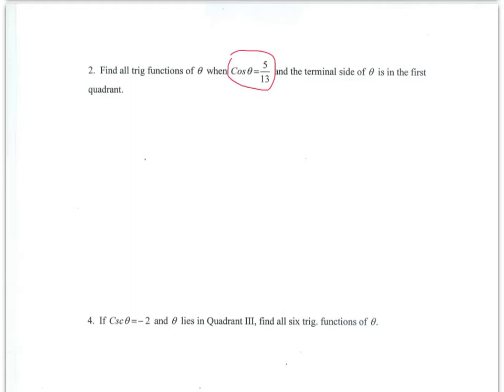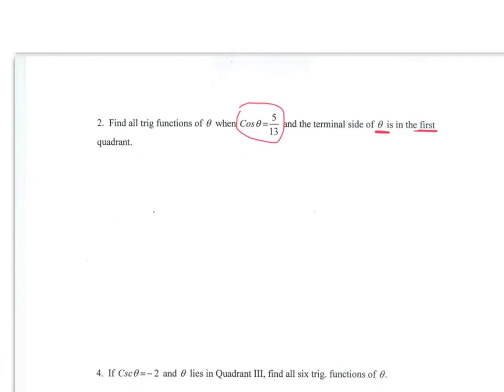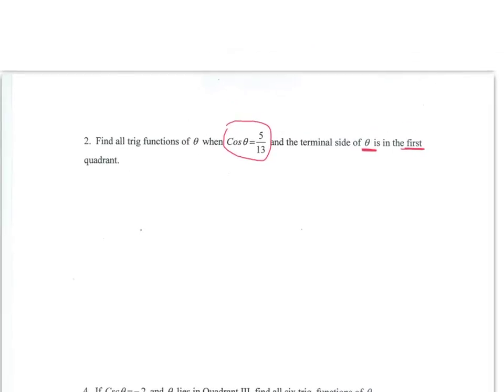Now it gives us that cosine of theta is 5 over 13, and the terminal side's in the first quadrant. So the most important thing you have to do is draw the picture. Again, I'm going to put the picture up top. I'm going to draw this in the first quadrant. I don't know what the ordered pair is. I'm still going to have it going out. I put it down here. Now, this is theta.